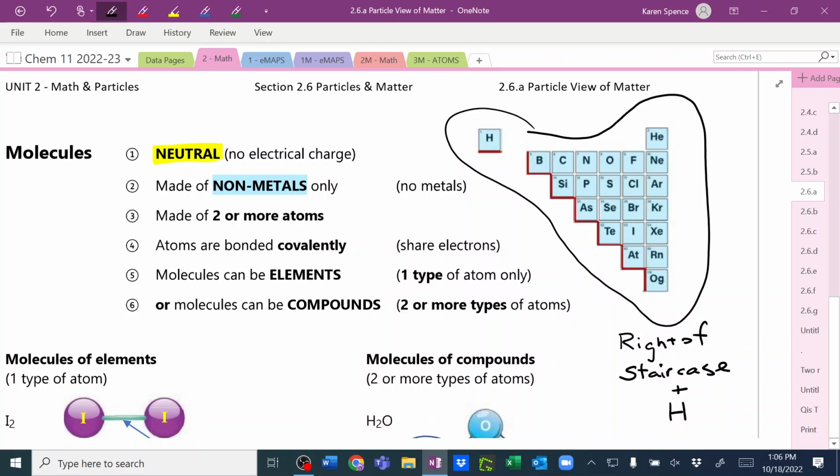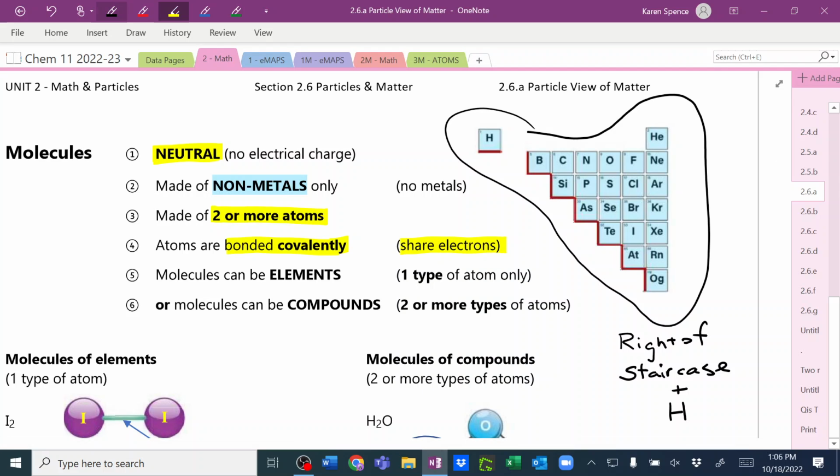But if you have a molecule, it has to be 2 or more atoms, and they have to be bonded together covalently. So molecules are covalent. If you have 2 atoms that are stuck together with a covalent bond, what do they do with their electrons? They share their electrons. Okay?